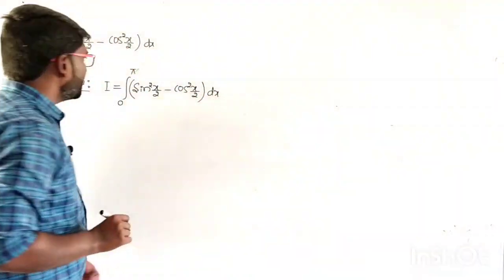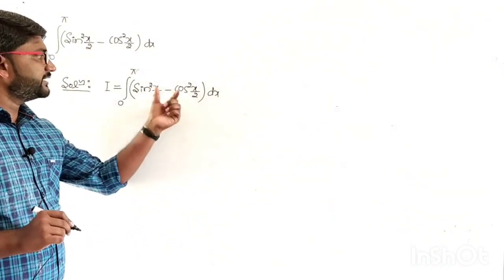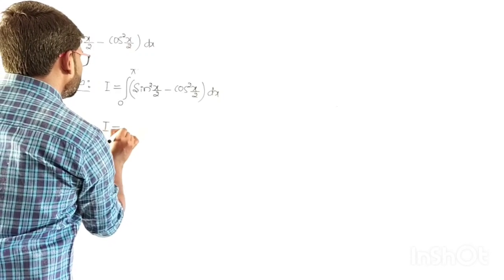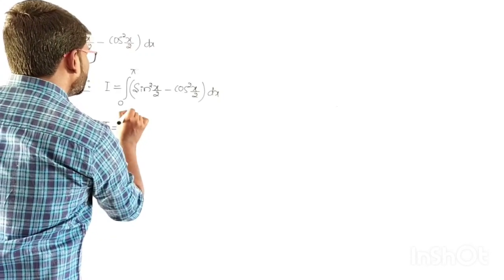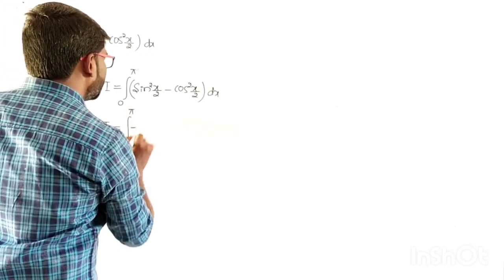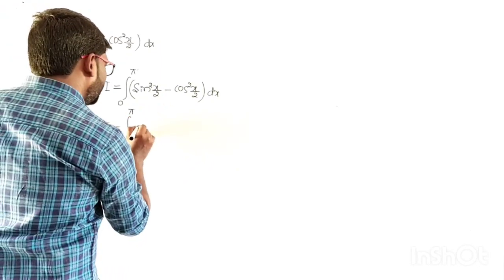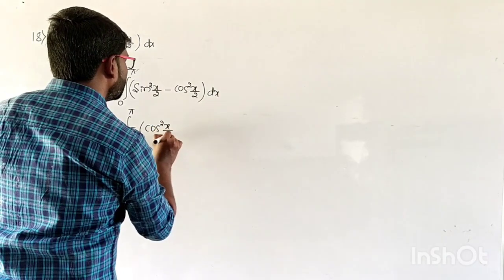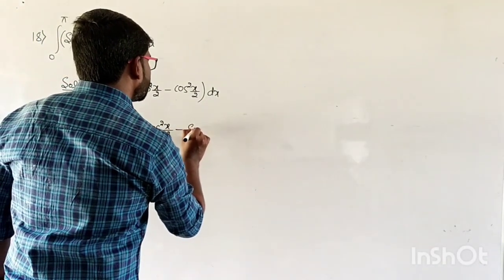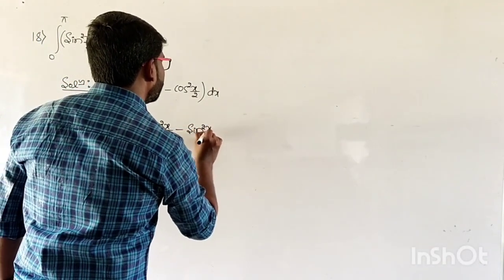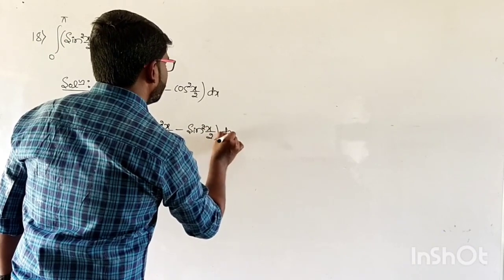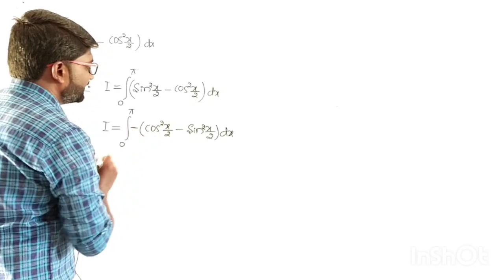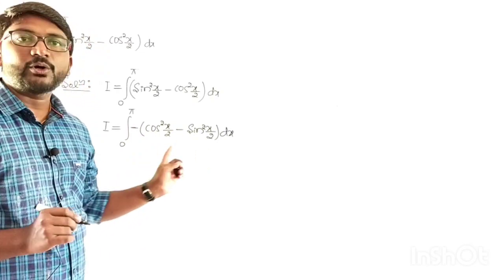So now I take minus common here. That means these two terms will be reversed. I which is equals to integral 0 to pi. So let us take minus common here and reverse the terms. It is cos square x by 2 minus sin square x by 2 dx. So now what about this? Cos square x by 2 minus sin square x by 2. This is nothing but cos x.